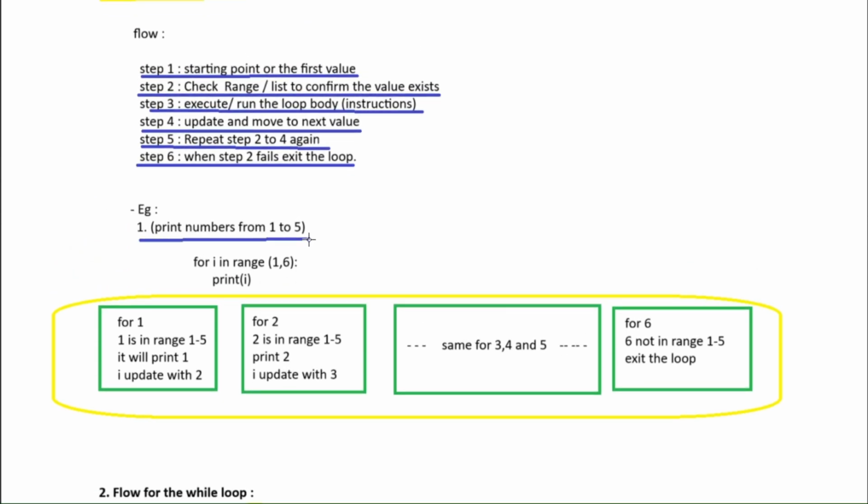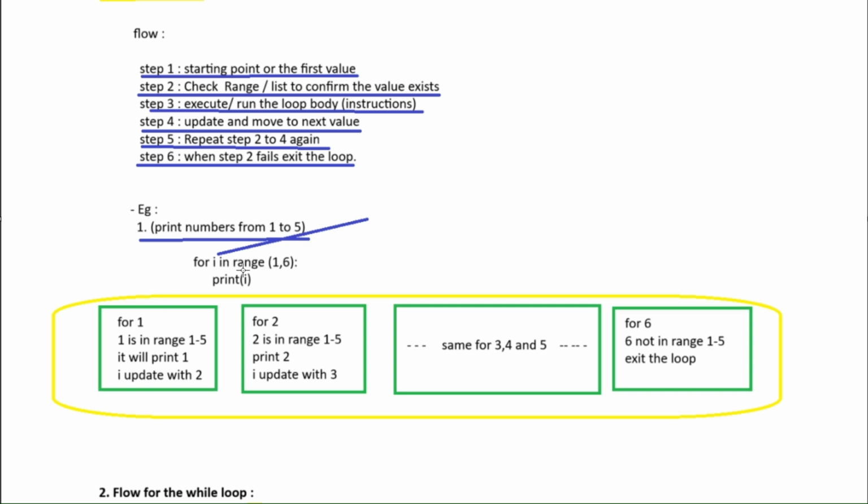Okay, let's take a simple example to print numbers from 1 to 5. For doing that, let's write a for loop in VS Code, like this: for i in range(1, 6). And inside the body of the for loop, we will print i. The i represents the local variable which stores an integer value. Here's how the flow of this program works.